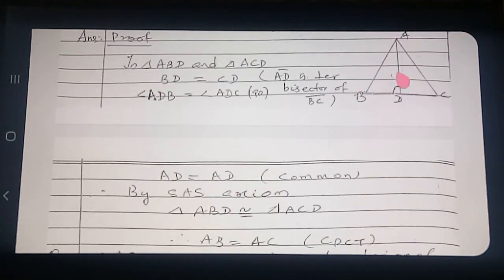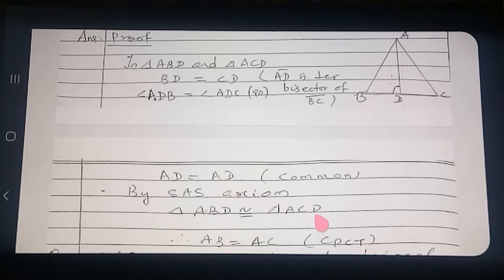AD is the common side now. This AD is the common side. So which result will you apply? This is a side, then angle and side, so the SAS axiom. By the SAS axiom, what can you say? Triangle ABD is congruent to triangle ACD.